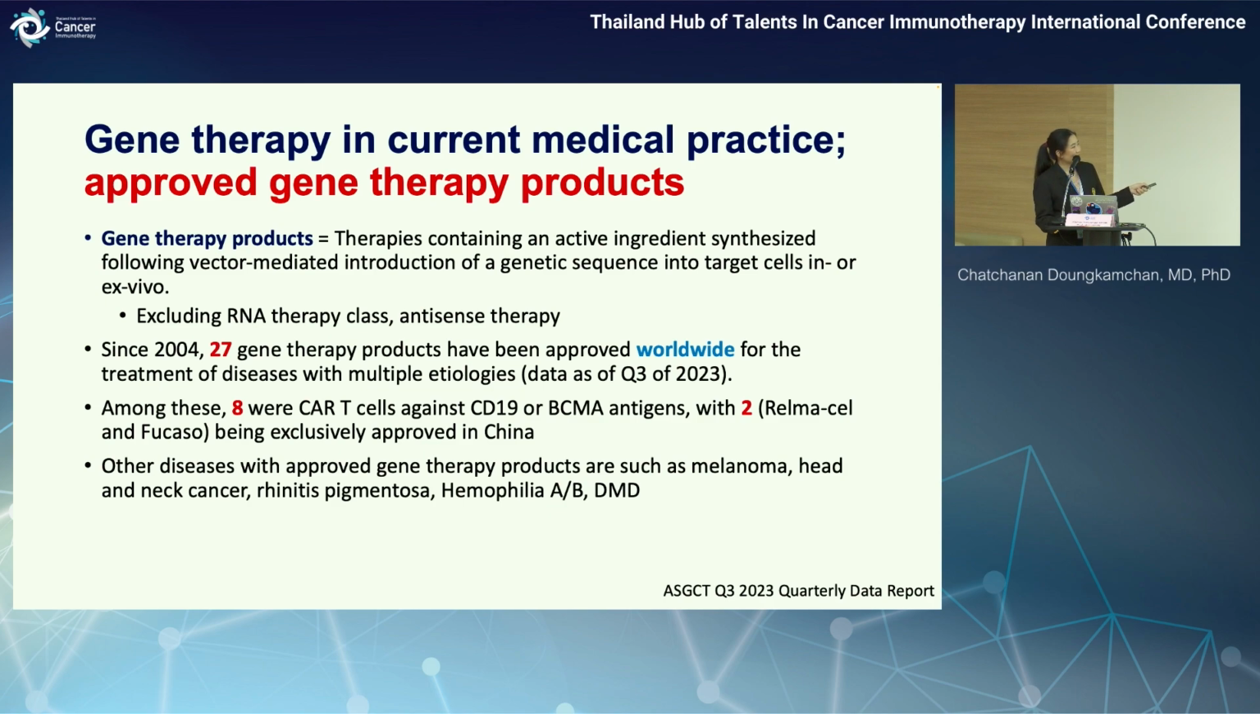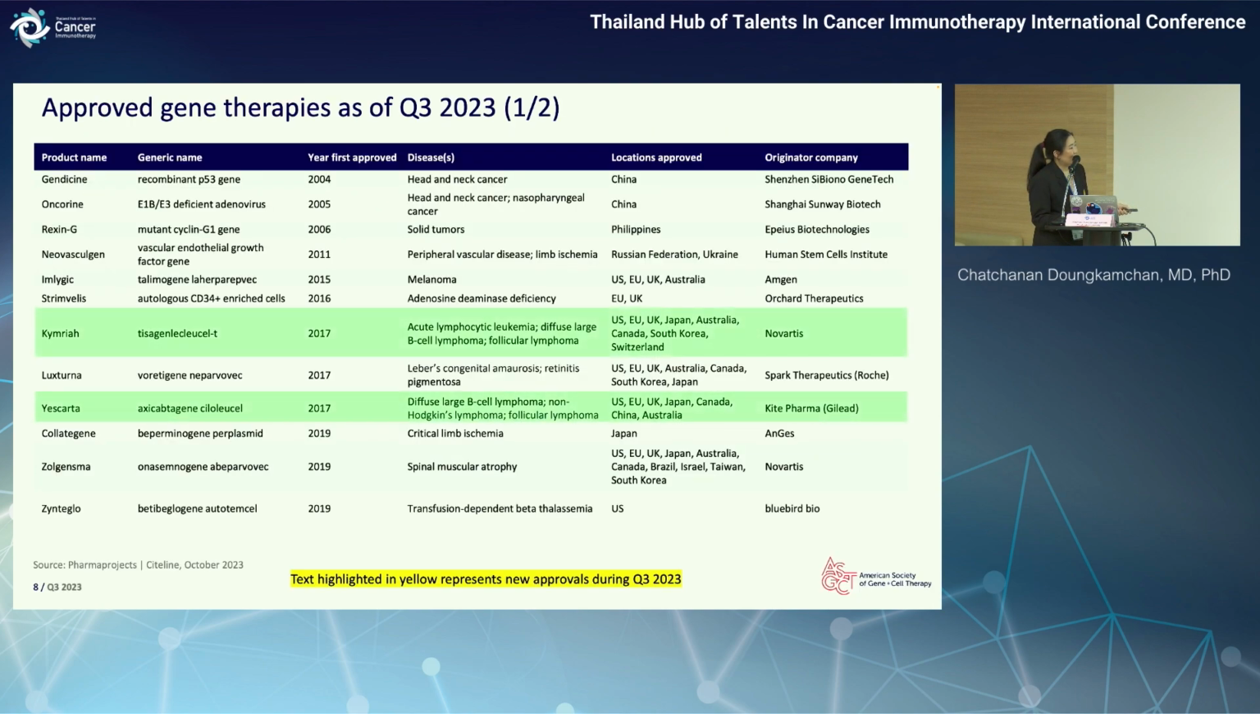As of now, since the first gene therapy product came out, 27 gene therapy products have been approved worldwide, with 8 being CAR T cells against CD19 and BCMA antigens. 2 are exclusively approved in China. For the US FDA approved, we have a total of 6. And yes, this is the second worldwide gene therapy approved product.